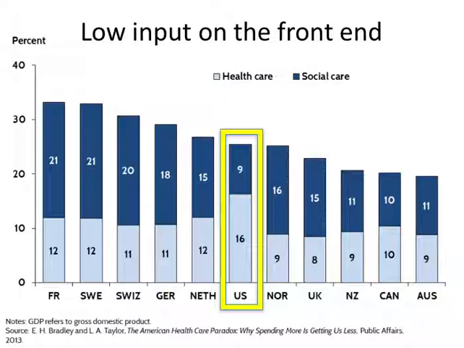We also spend significantly less on social programs than other developed nations. You can see here that the US in the middle spends about 1/3 more than other countries on medical care, the bottom light blue bar, and the lowest of all of these countries on social programs, the dark blue bar on top, compared to other nations, reaching about half that of France, Sweden, Switzerland, and Germany.